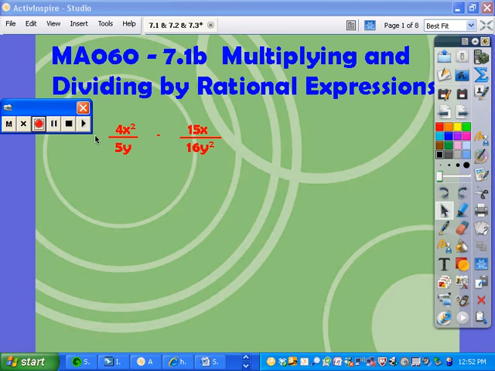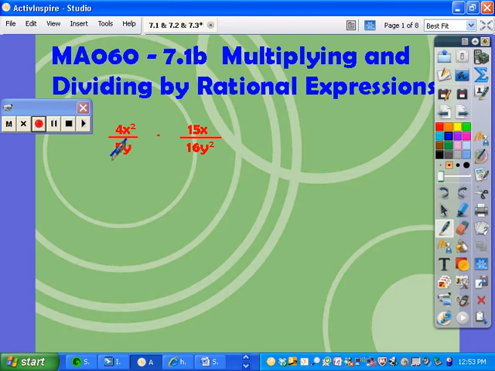All right, this is help with 7.1 part B, multiplying and dividing rational expressions. On these, you basically are treating them just like you do any fraction, where you have to multiply straight across. However, you want to do a little bit of reducing before you do that. So in this case, just like with any fraction, I have a 5 on the bottom, I have a 15 on the top, those can reduce.